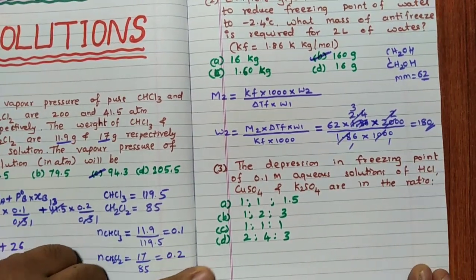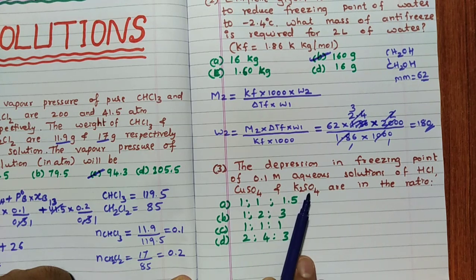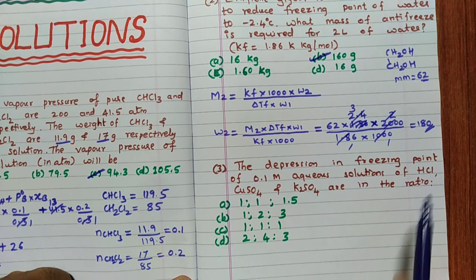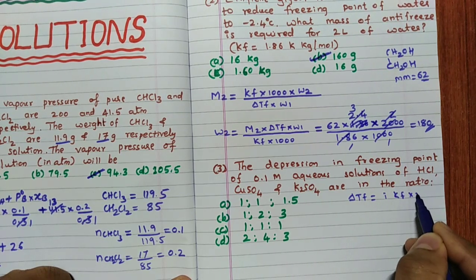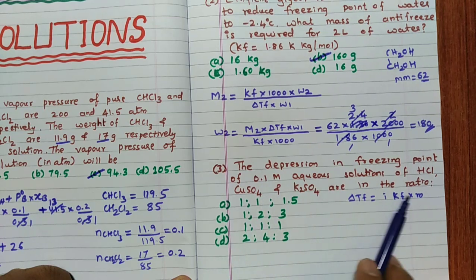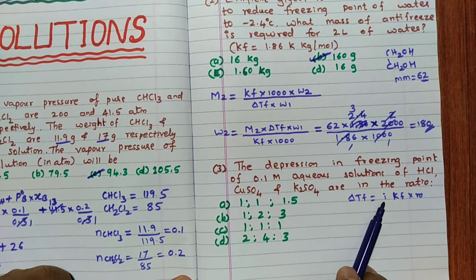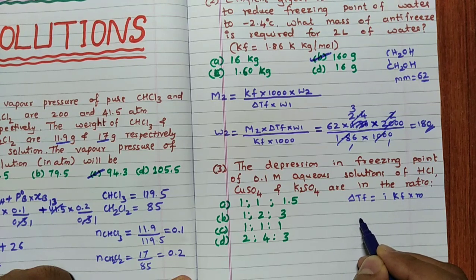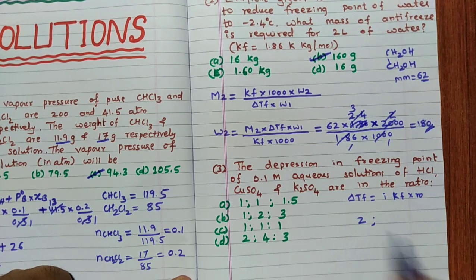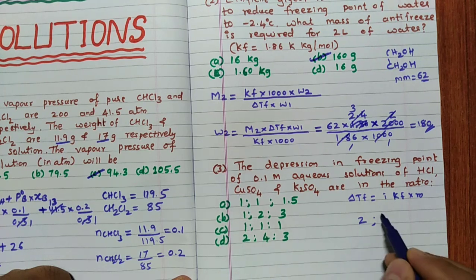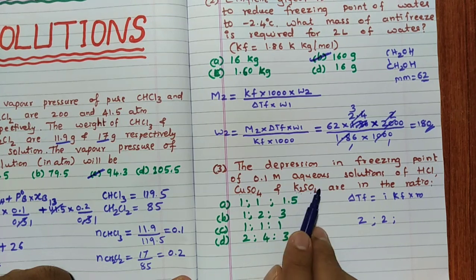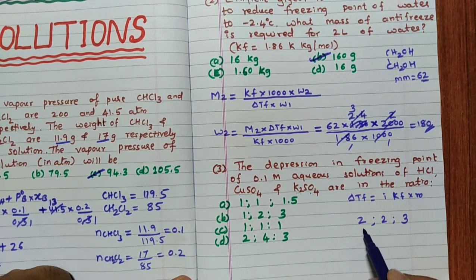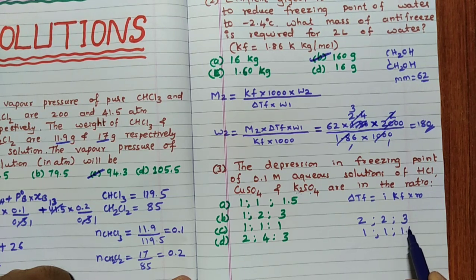Now depression in freezing point of 0.1 m aqueous solution of HCl, CuSO4, K2SO4 are in the order. Now we know that delta Tf is equal to i into Kf into m, molality. Here molality is the same, Kf value is constant, hence it depends on i value. i value for HCl is how much? 2, because H plus, Cl minus is 2. CuSO4 is how much? 1 Cu, 1 SO4, so 2. K2SO4 is how much? 2 into 1. K2 means 2K, SO4 is 1 unit. So 3. 2 is to 2 is to 3, or you can write as 1 is to 1 is to 1.5. So answer for this question is A.